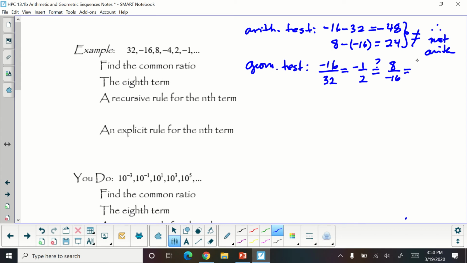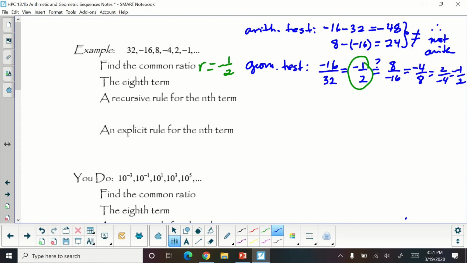And in this case, I also get that when I divide the next term, negative 4 by 8, and 2 by negative 4, and negative 1 by 2. Since all of those equal the same number, negative 1/2, then that is our common ratio. R is negative 1/2. If I want to find the 8th term, I would need to know the 7th term.